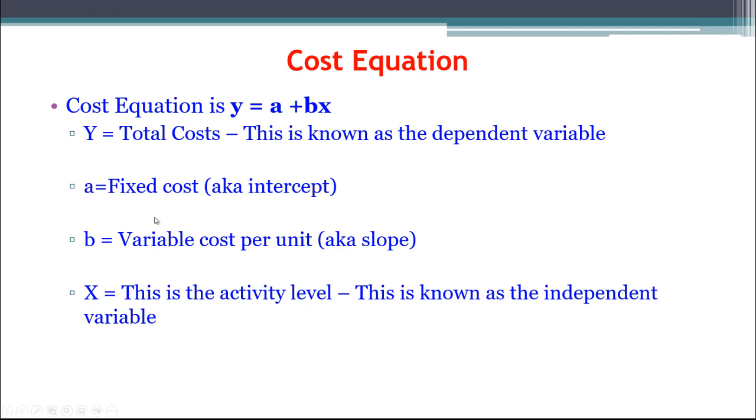That doesn't change. B is the variable cost per unit, also known as the slope, how quickly that cost will increase as the units increase. X is the activity level. This is known as the independent variable because it does not depend on anything else. In fact, once we get an equation going, this is the thing we change. We're trying to figure out cost at 100 units or maybe 1,000 units. So we plug this variable in to get an idea of what Y would be in that case.